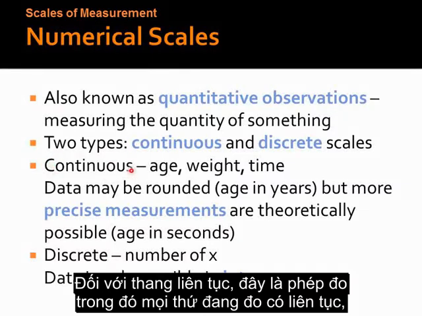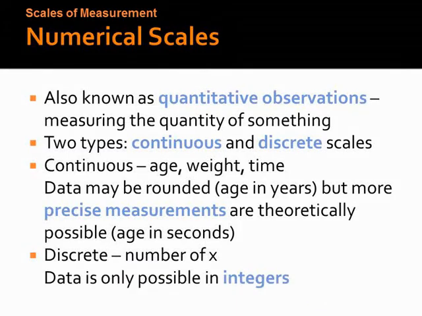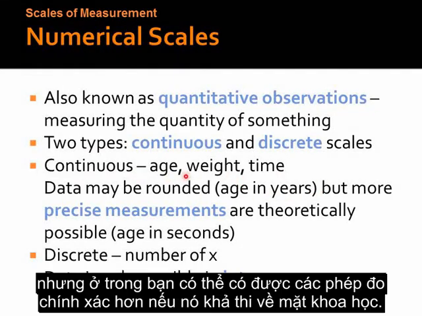Now for continuous scales, these are measurements where the thing you're measuring is continuous, or in other words, there is, in theory, infinite precision involved. Now, in practice, when we actually measure it, we always round it off because there's no way to get infinite precision, of course. But in theory, you could always get more precise measurements if it were scientifically or financially feasible.